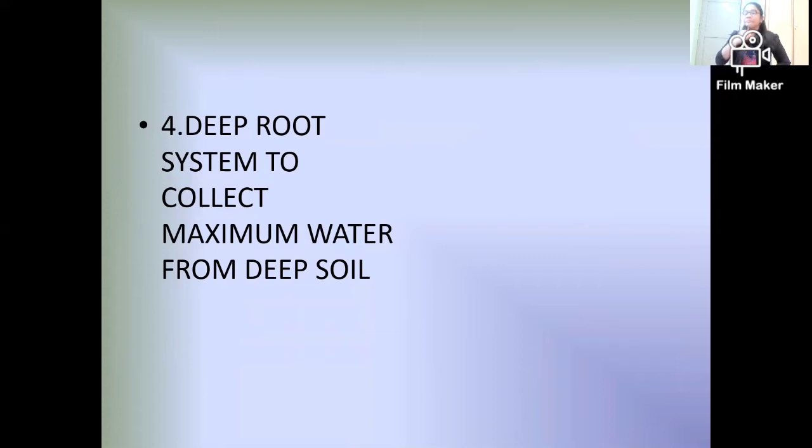So that's why the cactus depends on itself, and it takes water from the ground. It depends on the roots for the water. So the roots go so deep and long into the deep soil that they get all the water from underground.